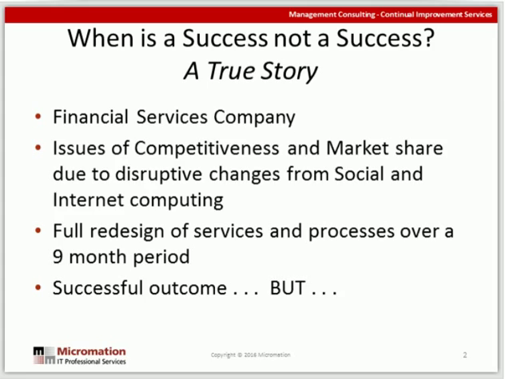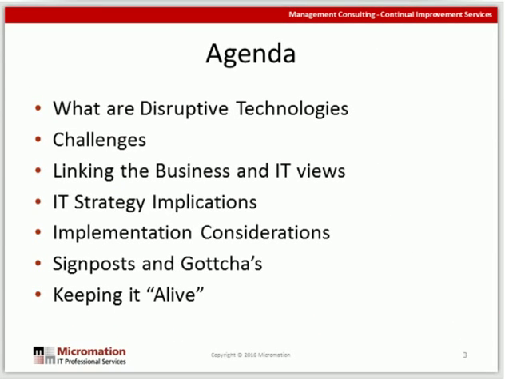So if we take a look at the agenda, I'm going to talk about 7 topics in 3 major groupings. The first couple will give you an overview: what are those technologies and what are some of the challenges? The next 3 items are an approach that you might consider using. It's just an approach, but one that I think has merit in that it leverages a lot of lean techniques. And then the last couple of items, the signposts and keeping it alive, we'll take a look at how you might continue to move forward if this is the path that you choose to follow.